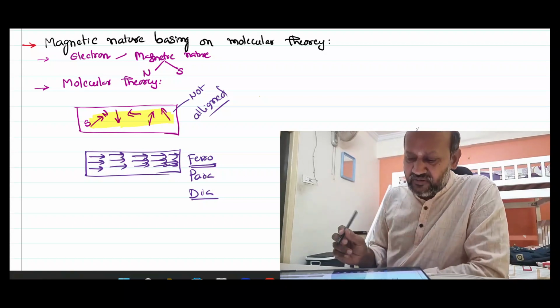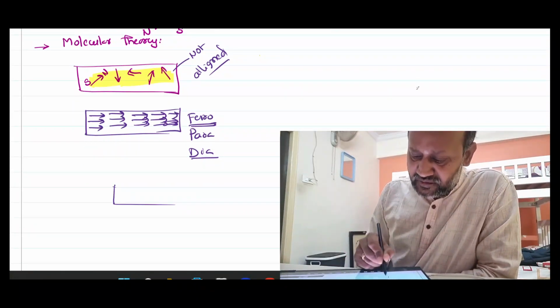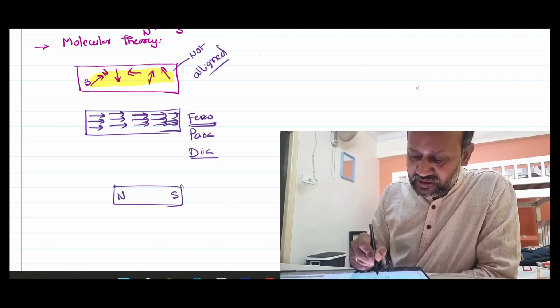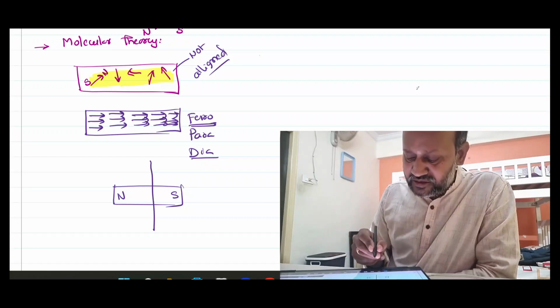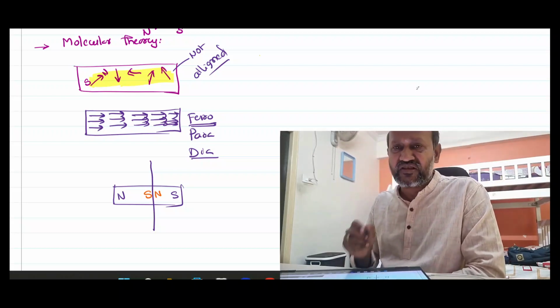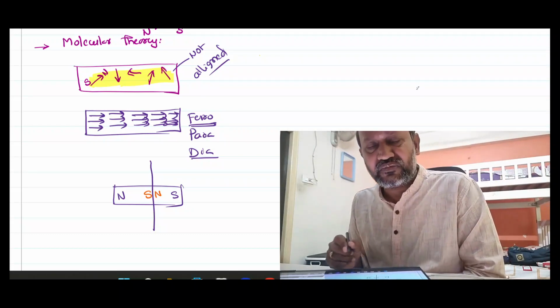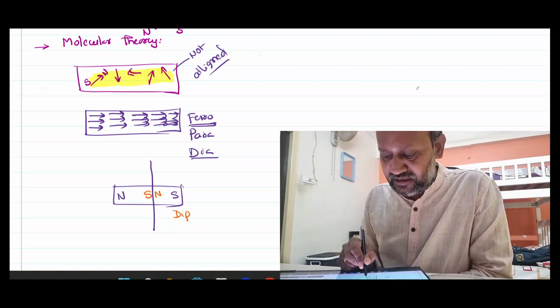But in a nutshell, what we would like to say is whenever you find a magnet, you will always find a magnet with a north pole and a south pole. Even if you cut the magnet in the middle, it behaves like two different magnets with north poles and south poles formed. However small a piece you get, you still always get two poles. That's called a dipole.